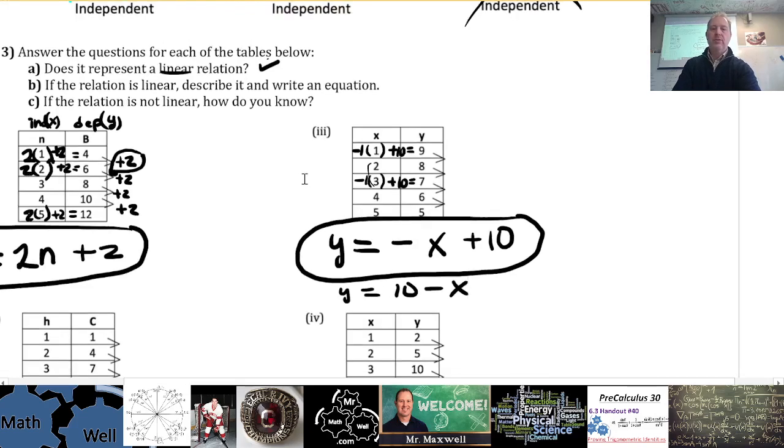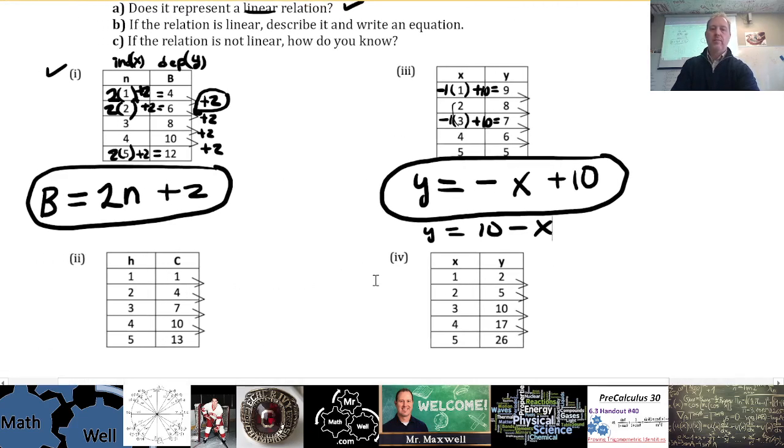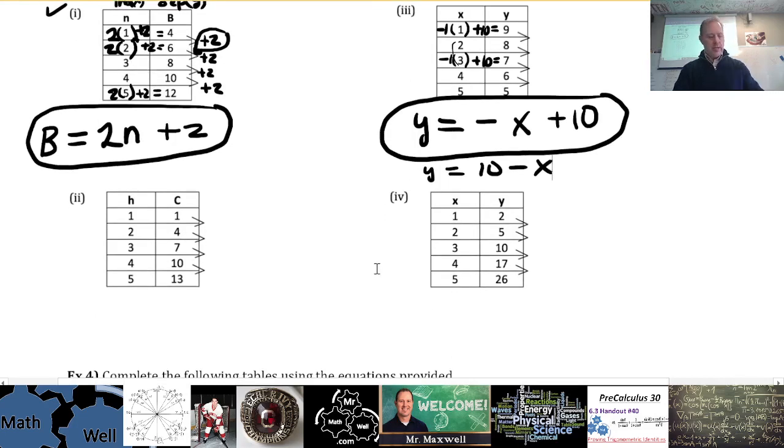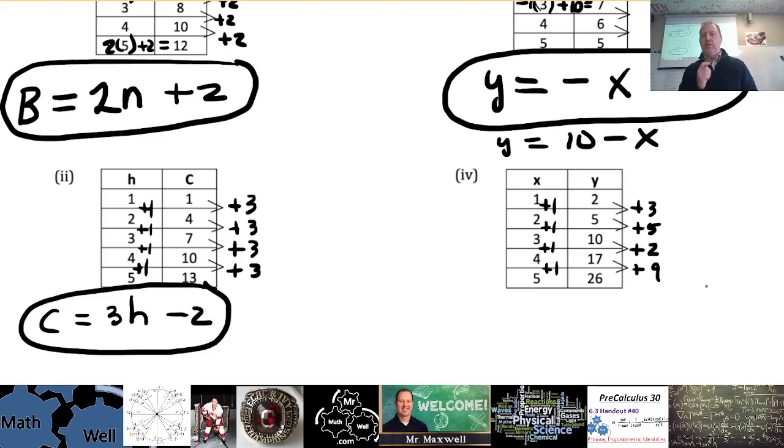All right, you guys do the last two on your own. See if you can do it. So number 2 and number 4 here. See if you can come up with equations for these tables of values. Take a moment to do that. Okay, so I finished 2. I did not finish 4 yet.